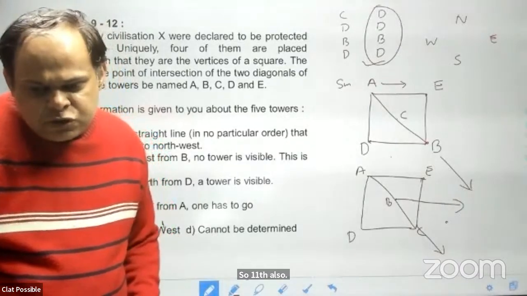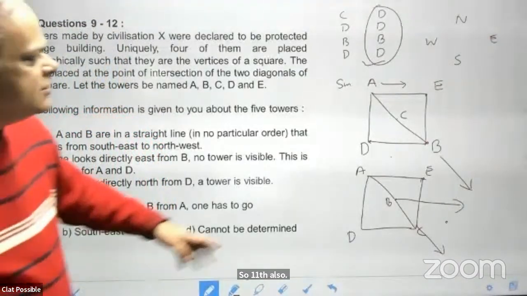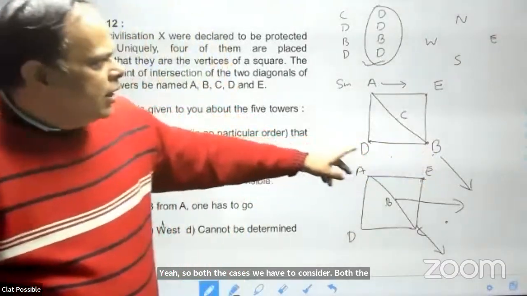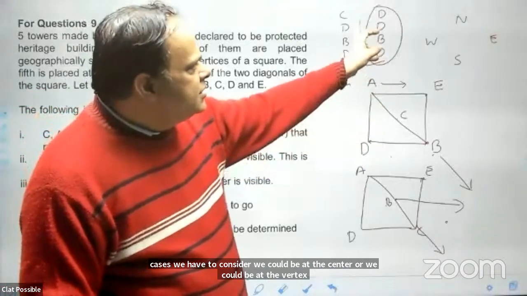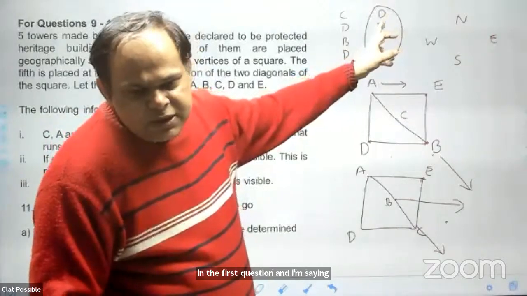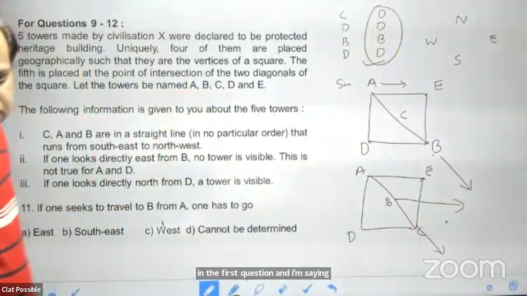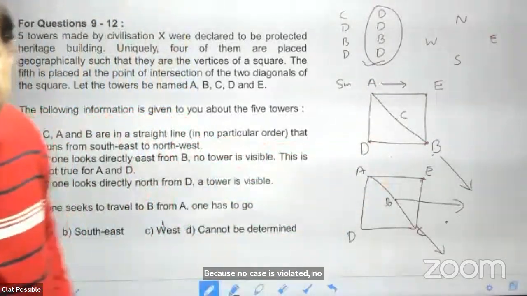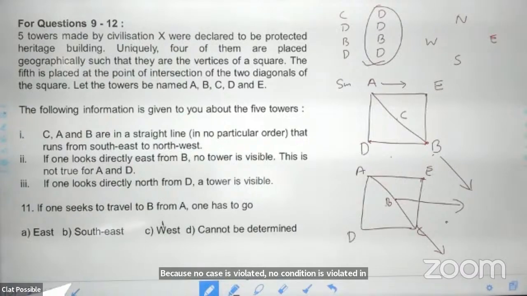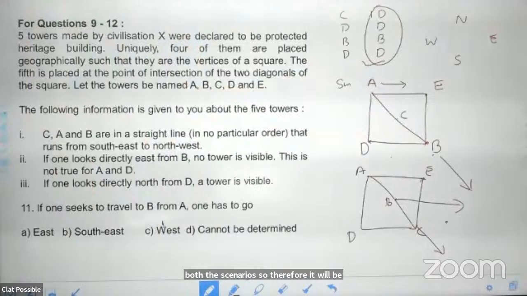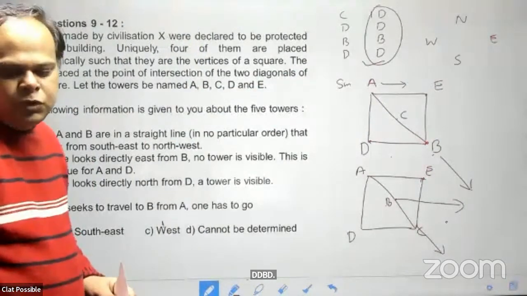So both the cases we have to consider. B could be at the center or B could be at the vertex. And that is why I have changed the answer in the first question, and I'm saying that the answer is now data inadequate, because no condition is violated in both the scenarios. So therefore, the correct answer will be D, D, B, D. I hope this is clear.